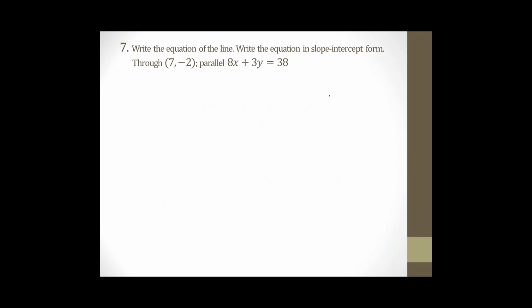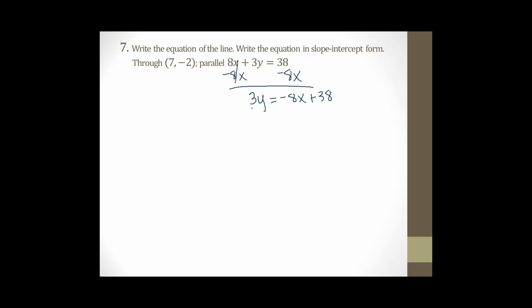So in order for us to use that information, we need to know first what is the slope of the given equation. And at this point, we don't know. The best way to figure out the slope would be to put it in slope-intercept form. So we want to get y by itself. So I'm going to start by subtracting 8x on both sides. So then I'll have 3y equals negative 8x plus 38.